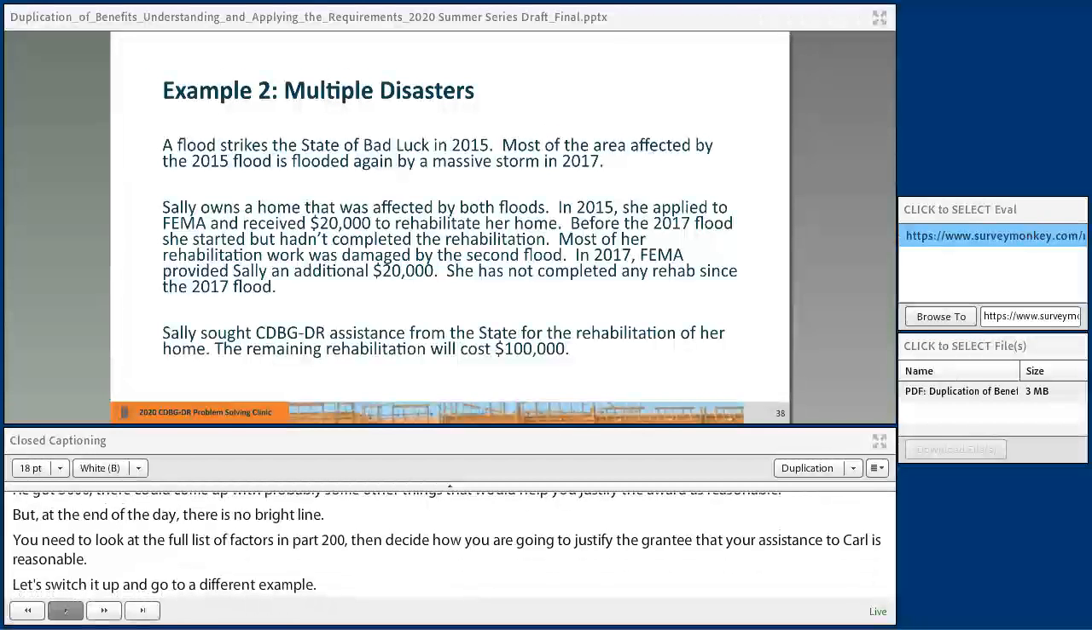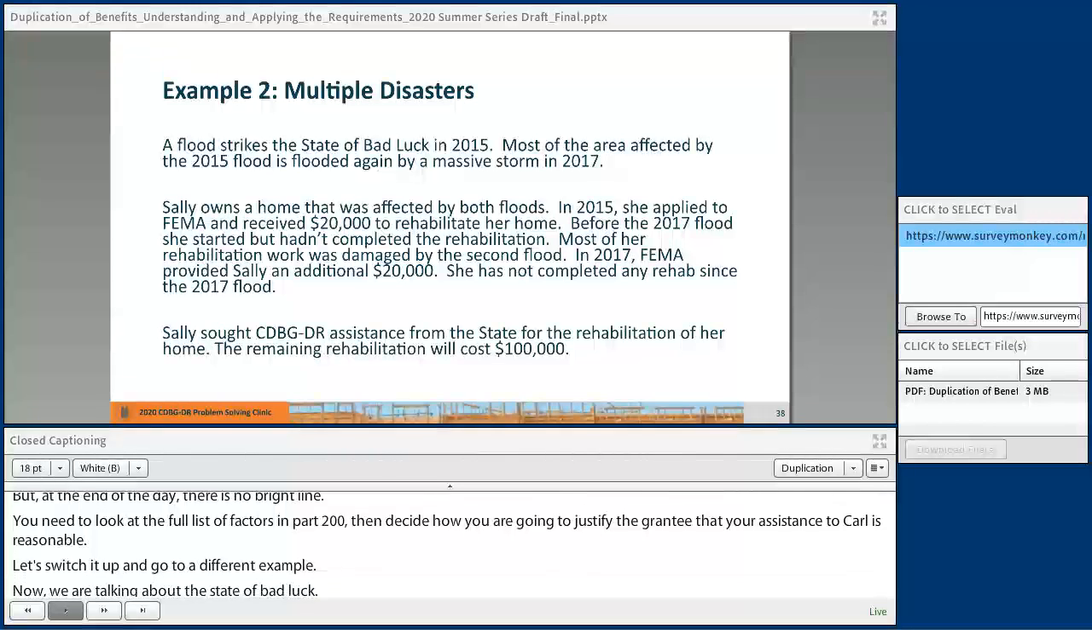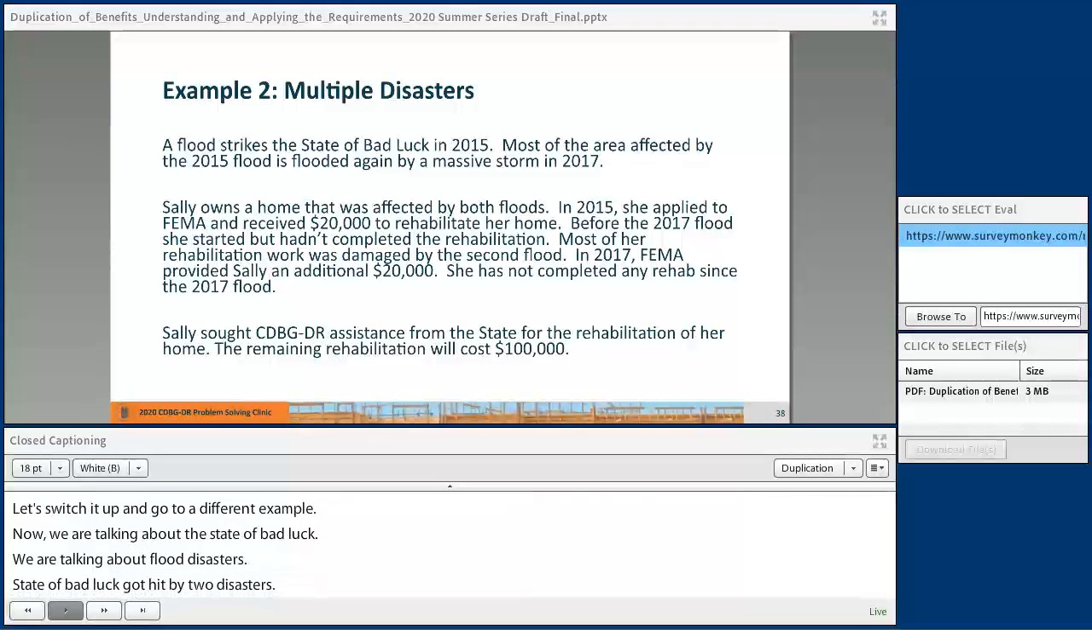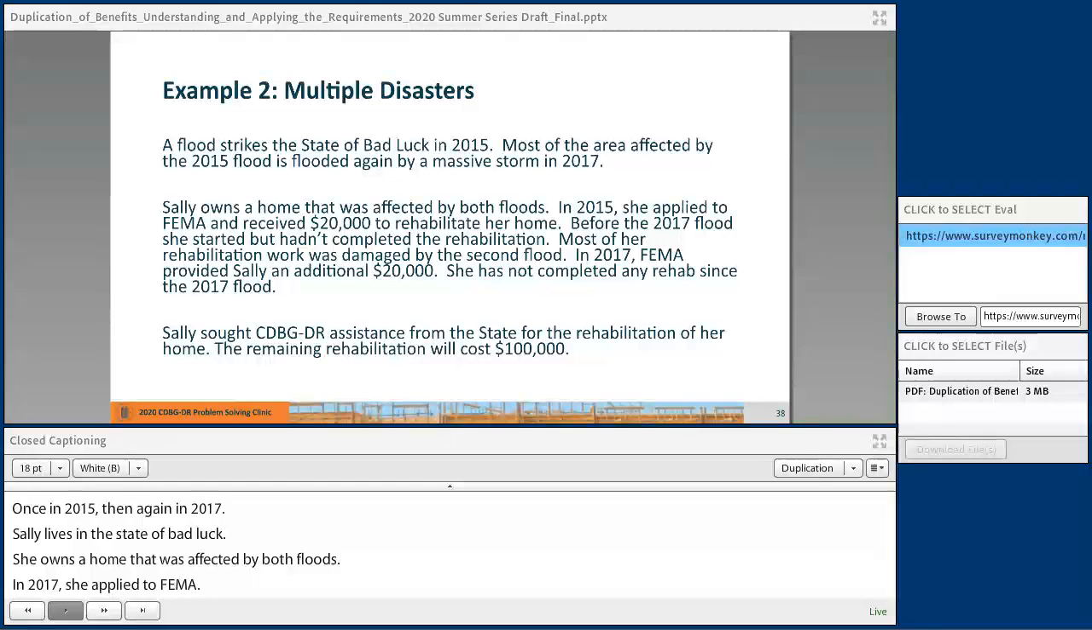State of bad luck got hit by two disasters, once in 2015 and then again in 2017. Sally lives in the state of bad luck, and she owns a home that was affected by both floods. In 2017, she applied to FEMA. She got $20,000 to rehab her home. But before that 2017 flood, she hadn't really completed her rehabilitation. Most of her rehab work that was started was completely damaged by the second flood. And we can just say all of it was damaged by the second flood.